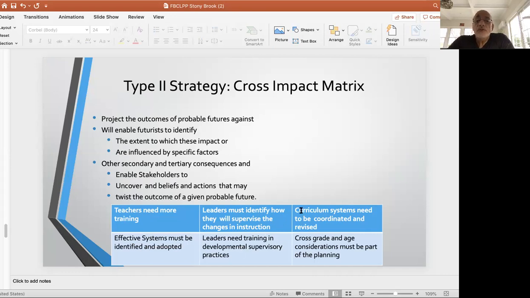If teachers need more training, then the curriculum systems need to be coordinated and revised. And that's going to require cross-grade and age considerations must be part of the conversation as well. It's really as simple as that.